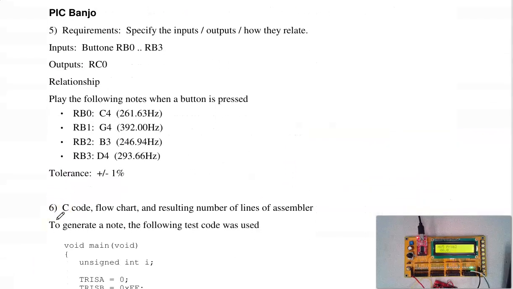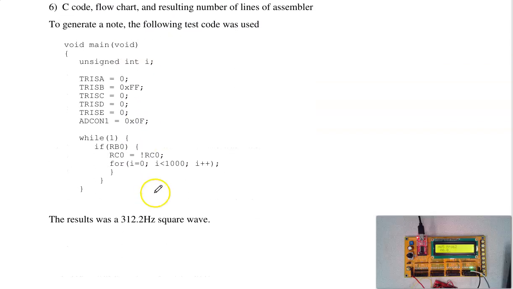Problem 5. Let's build a 4-key banjo. There are a couple of options. This is the one that I chose. I'm going to have 4 different buttons that play 4 different notes. So here's what the main routine looks like. I'm going to first write a little test code.